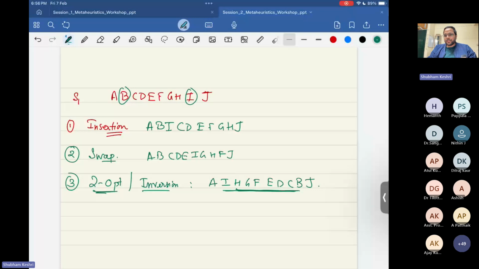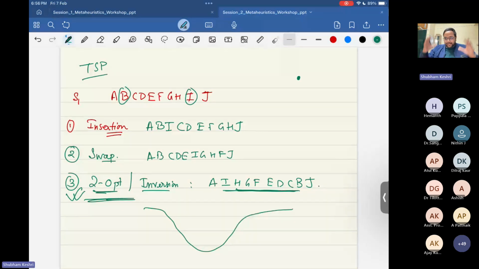Now, you must use only one operator to create a neighborhood. So if you are at this solution, you have to choose one. Suppose we are choosing two-opt. And by the way, since we are dealing with the traveling salesman problem, two-opt gives a good value. Insertion and swap have a very rugged landscape. I cannot show you, I'll just discuss what it means.